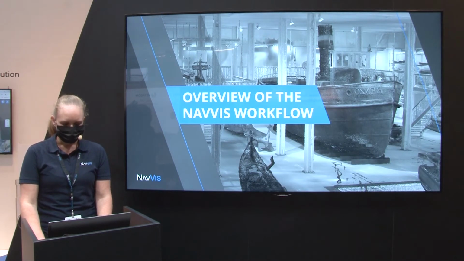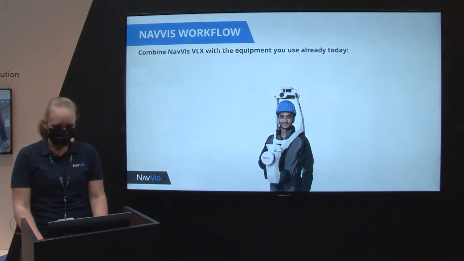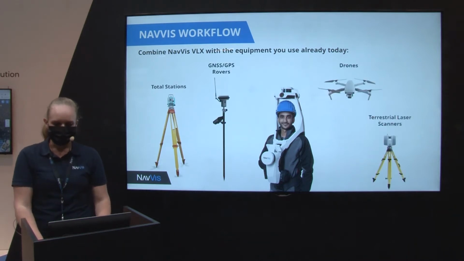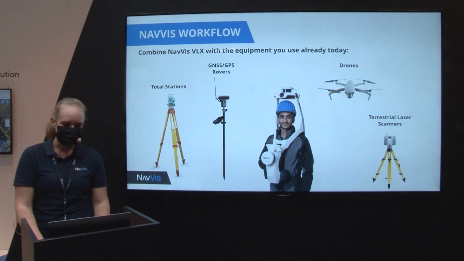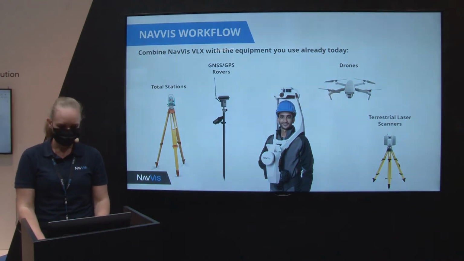So let me first give you an overview of the NavVis workflow. We saw today that there are several surveying equipments on the market, and the majority of surveyors actually already use total stations. They use GNSS rovers and drones, definitely terrestrial laser scanners, and sometimes also mobile mapping systems. And that's the reason why we want to support the combination of our devices with the well-known devices that you use.